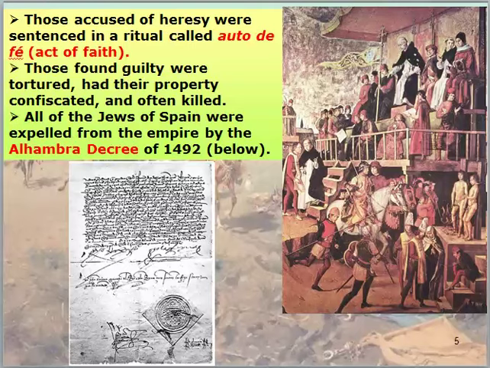Those accused of heresy were sentenced in a ritual called auto de fe, which is act of faith. Those found guilty were tortured, had their property confiscated, and often killed. All the Jews of Spain were expelled from the empire.